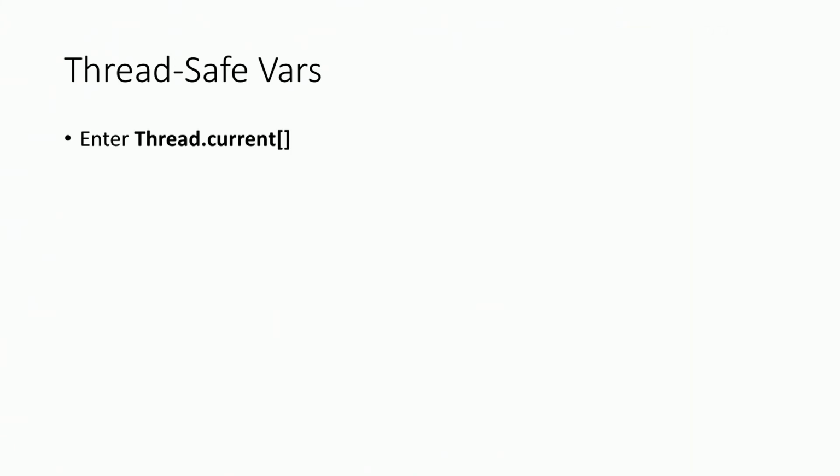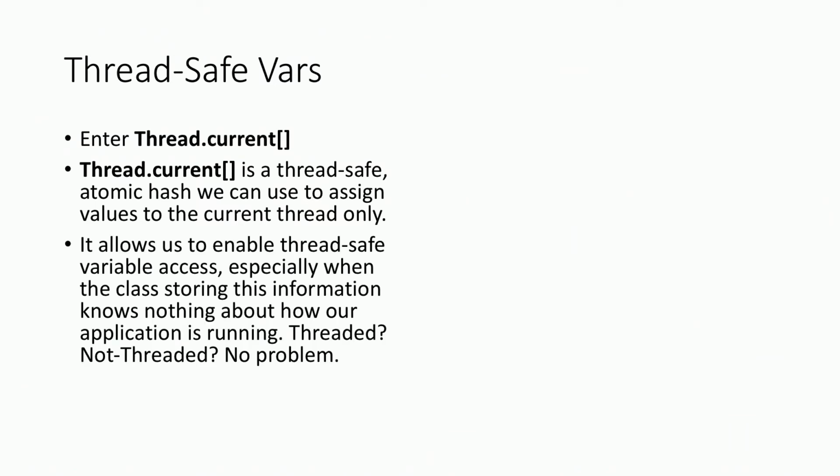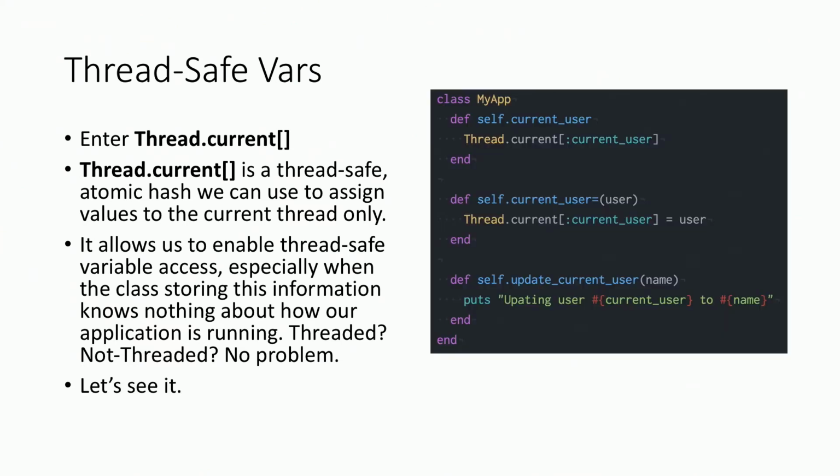So what's the fix? We're going to use this thing called Thread.current. It is a thread-safe atomic hash. We can use it to assign values to the current running thread only. It allows us to enable thread-safe variable access, especially when the class storing this information knows nothing about how our application is running. What if that app was a gem or something, and I wanted to enable you to run a multi-threaded version of my gem? You can or can't run it without threads. This method right here allows us to do that.